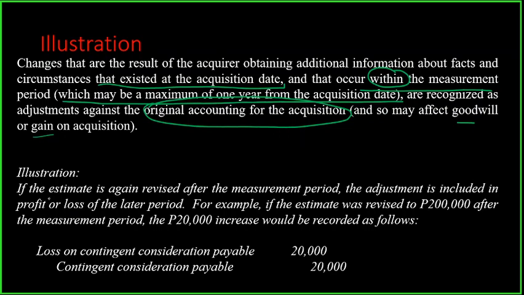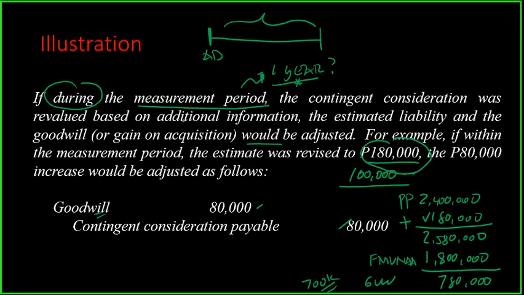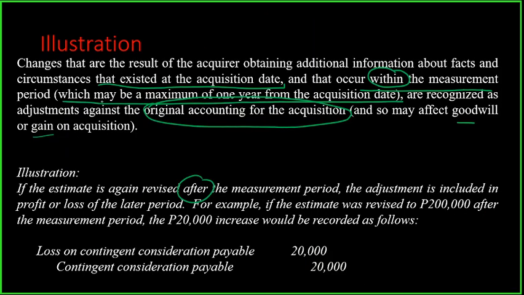Now, let's have another illustration. What if the estimate is revised after? Now, take note, in our previous example, the estimate was identified during the measurement period. This time, it's after the measurement period. The adjustment is included in profit or loss for the later period na. Wala na tayong adjustment sa goodwill. For example, if the estimate was revised to 200,000 after the measurement period. Okay, so, sir, wala nang adjustment o di sayang?